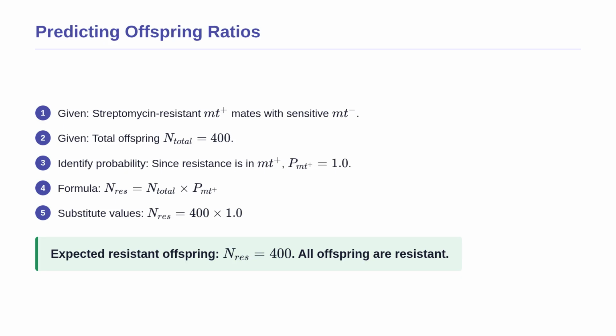We use our transmission formula because resistance is a chloroplast trait. First, we identify that the resistant trait belongs to the MT+ parent. Therefore, the transmission probability is a guaranteed 1.0. We substitute 400 for the total offspring and multiply by 1.0. The final answer is 400. Physically, this means every single one of the offspring will survive exposure to the antibiotic, perfectly illustrating how the sensitive trait from the MT- parent is completely erased.